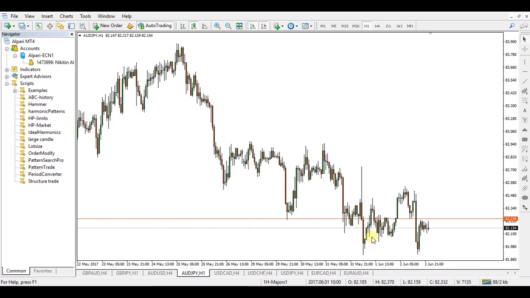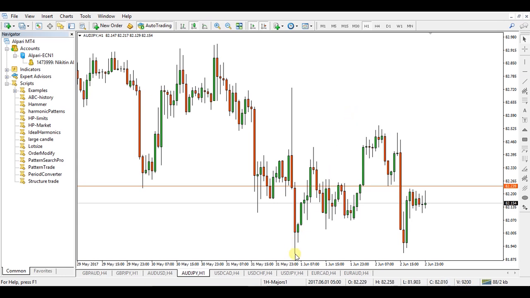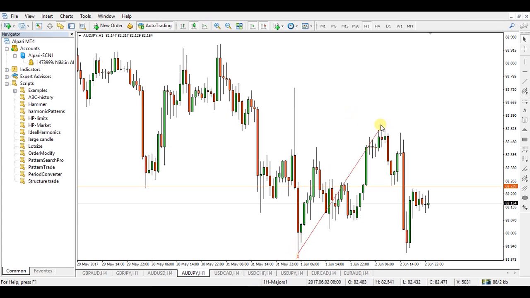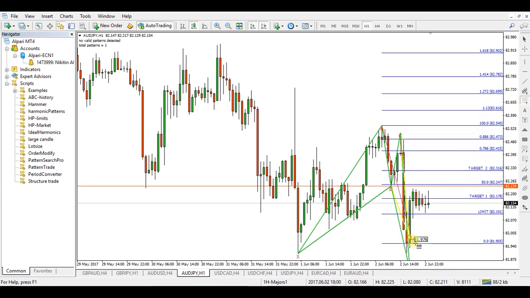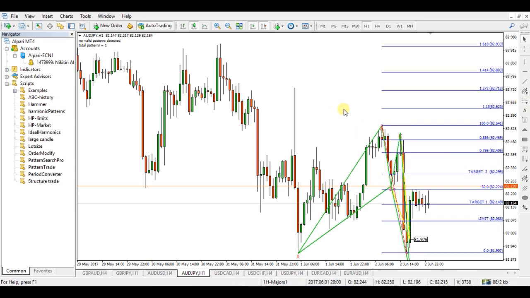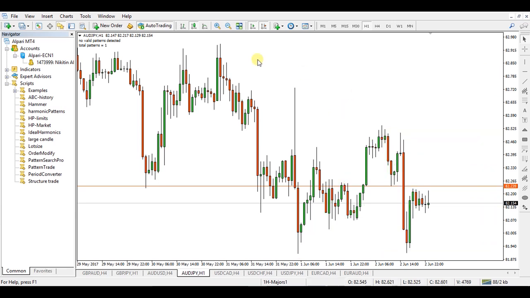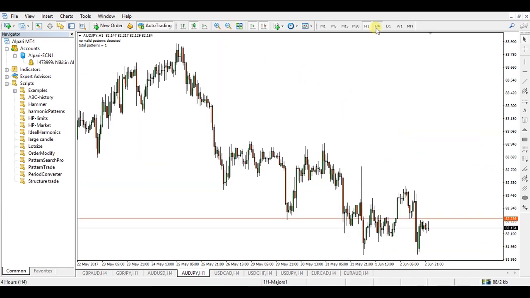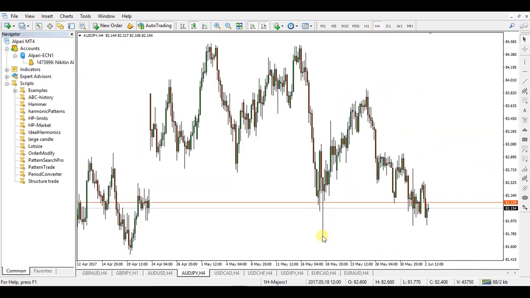Let me analyze the 1 hour time frame. Okay, pretty obvious downtrend here, looking for some bullish patterns. A to B, B to C, a bad pattern, and it took profits already. Yeah, it hit the first target, so I need to wait for some more opportunities. Okay, 4 hour: Gartley and shark patterns.